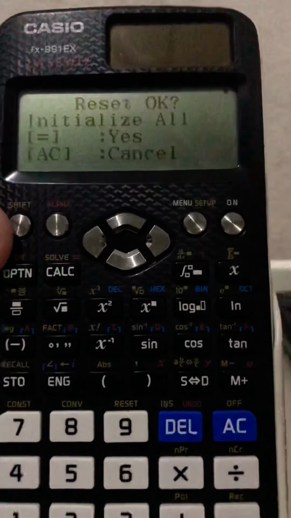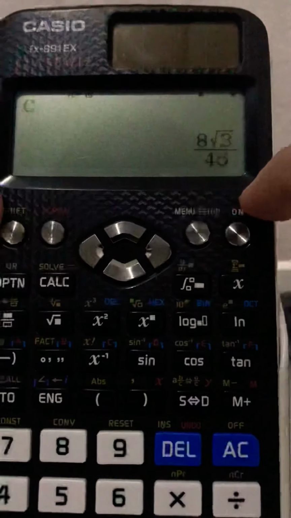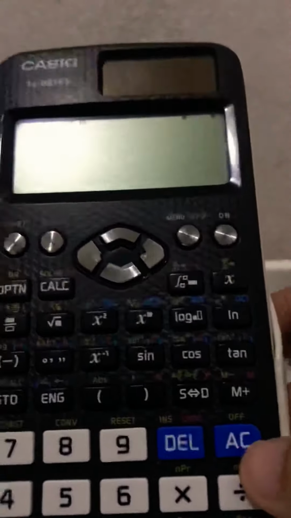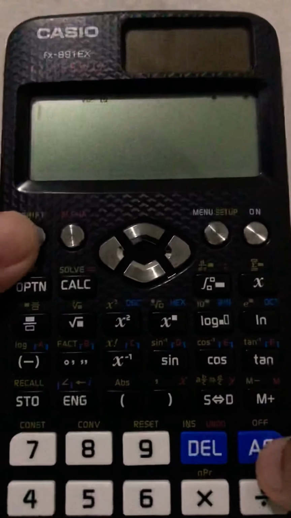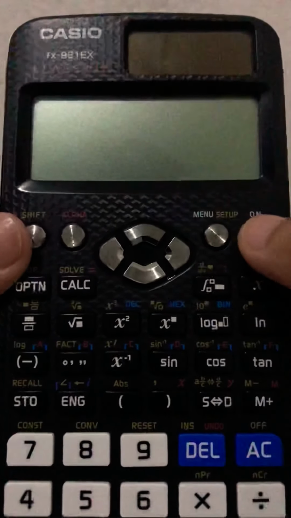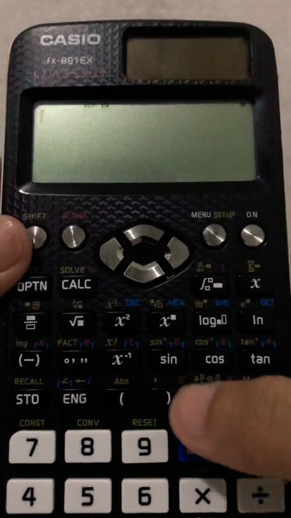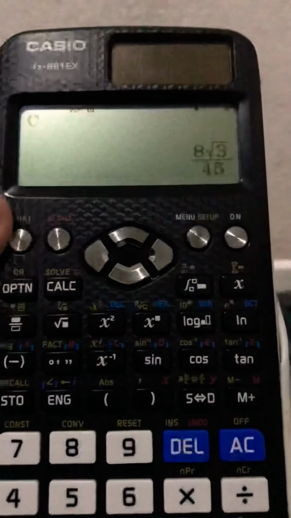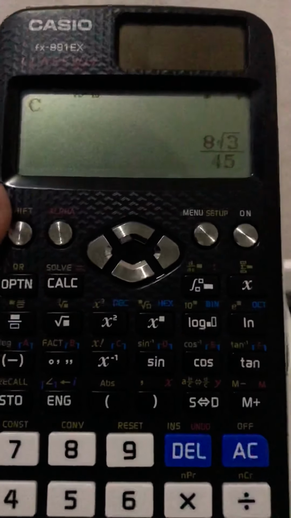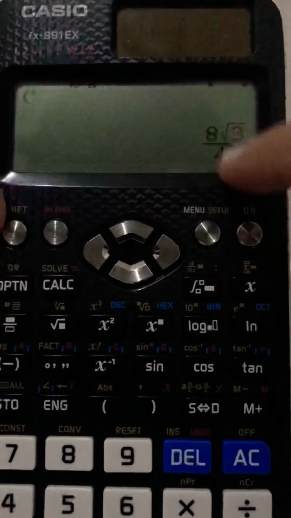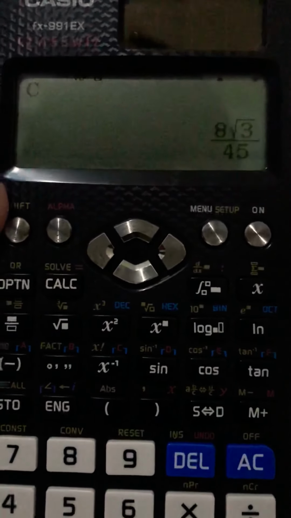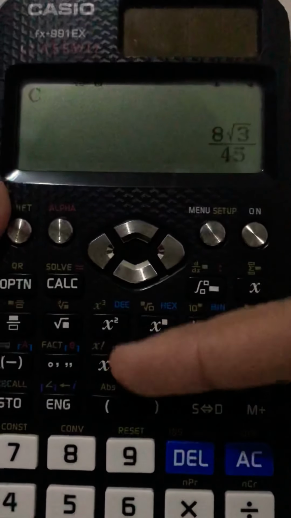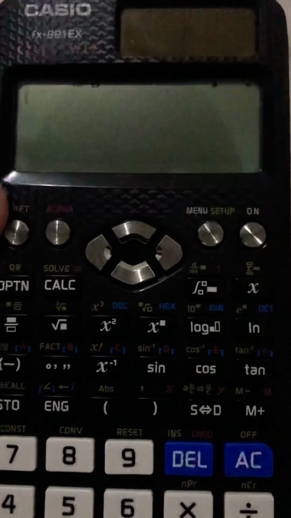But before we reset that, notice that as of now we had the C earlier, 8 square root of 3 all over 5. And if I turn this off and turn it on again, if I check the data in letter C, it's still there. That's why, as I mentioned earlier, this might be a problem if you have not successfully saved the new data in the letter. So that's why we want to have this in default mode.